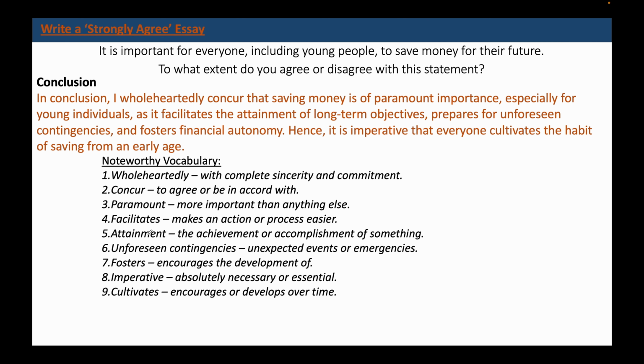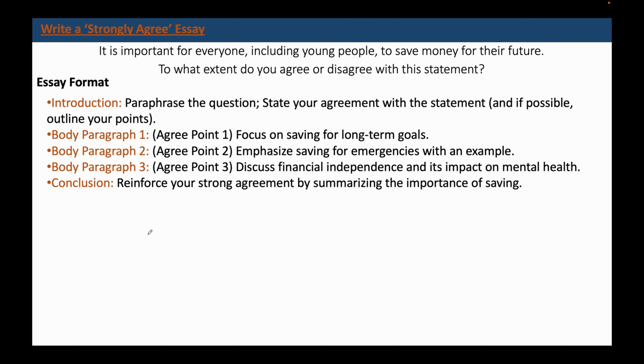In a similar manner, you could write an essay which strongly disagrees with the opinion given in the question. In this case, in the body paragraph, you would write only disagree points.